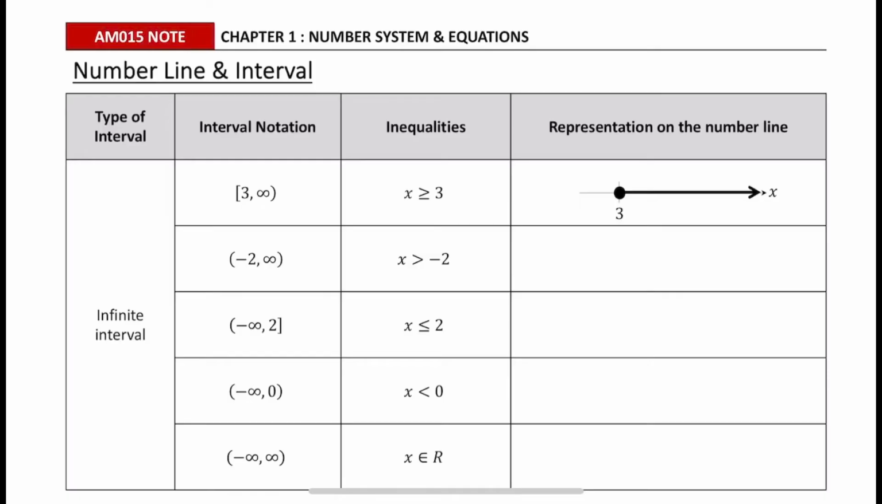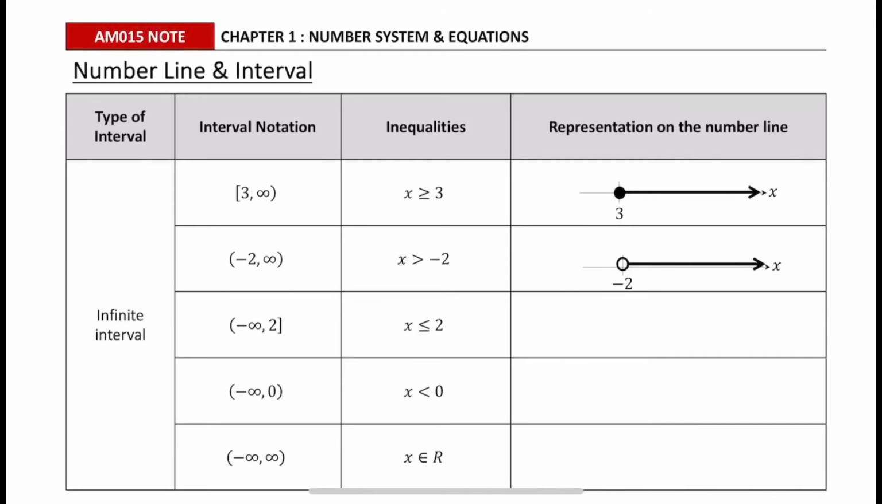For interval -2 to infinity, the inequality is x greater than -2, which means -2 is not included. So the line has an empty circle at -2. The next two examples are the other way around, where the line goes to the left.